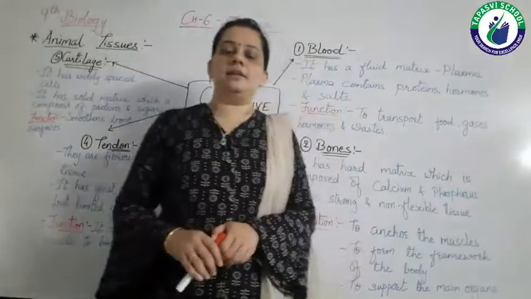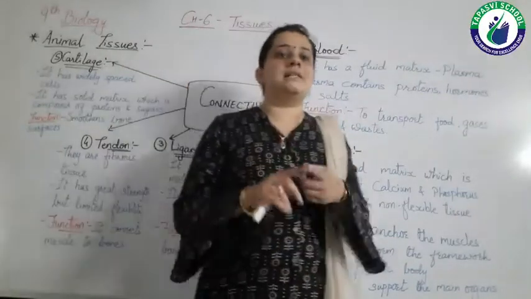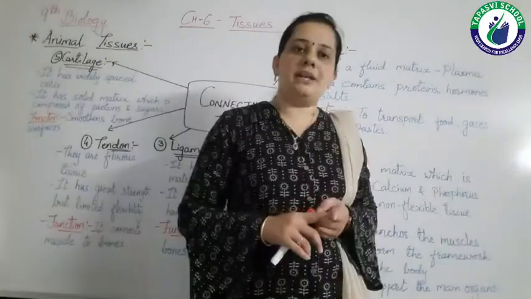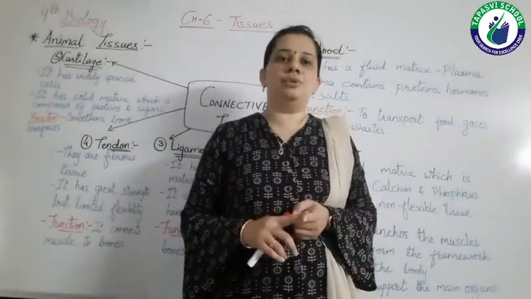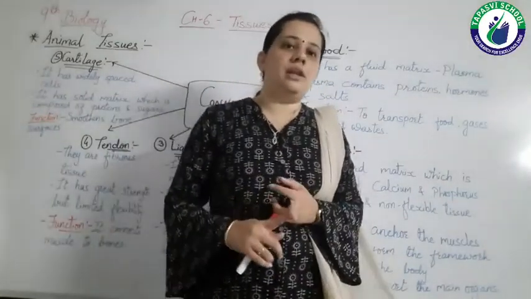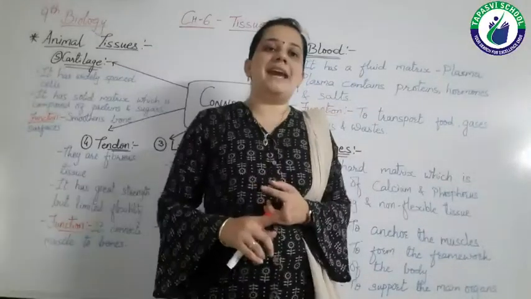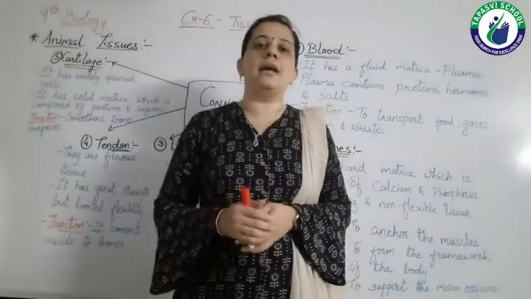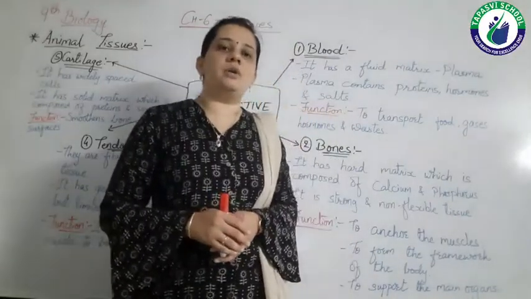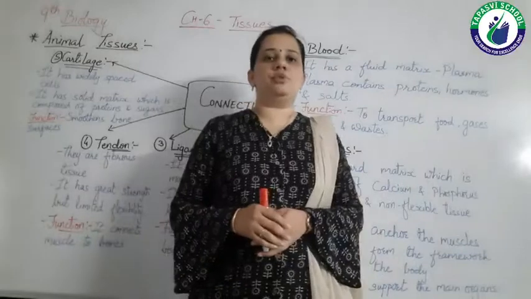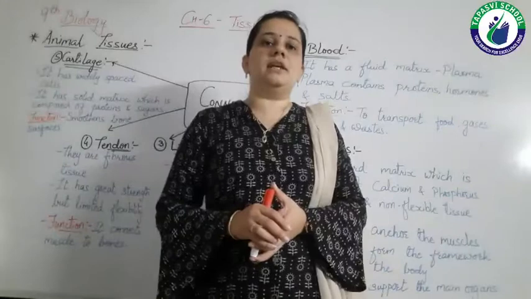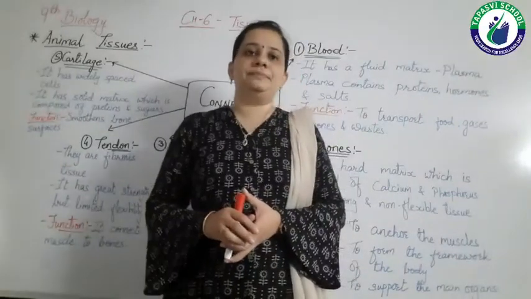Let's recall it. We have studied about simple squamous epithelial tissue, then stratified squamous epithelial tissue, cuboidal epithelial tissue, columnar epithelial tissue, and ciliated columnar epithelial tissue. So this we have studied about the epithelial tissue, means which forms the outer covering of our body.